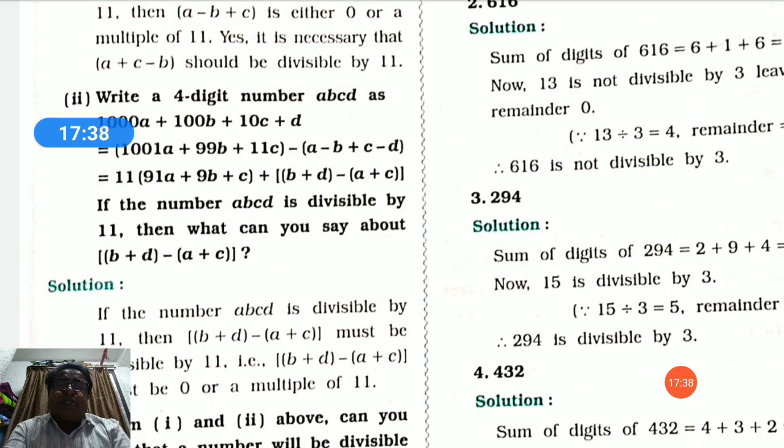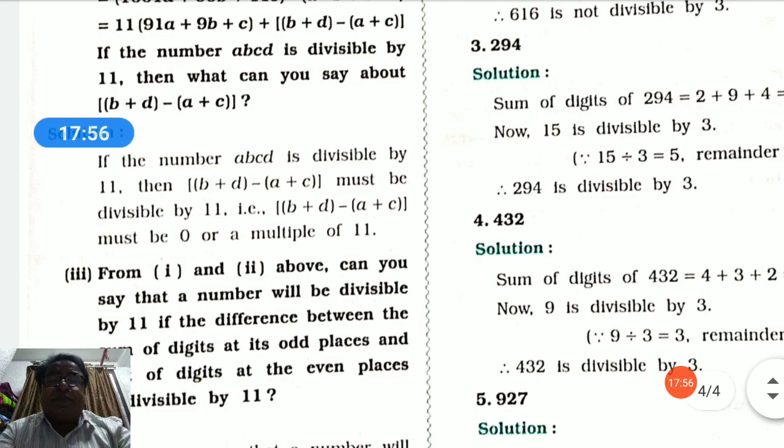If the number ABCD is divisible by 11, then what can you say about the second bracket, that is (B plus D minus (A plus C))? If the number ABCD is divisible by 11, then the second bracket must be divisible by 11. That is, B plus D minus (A plus C) must be 0 or a multiple of 11.